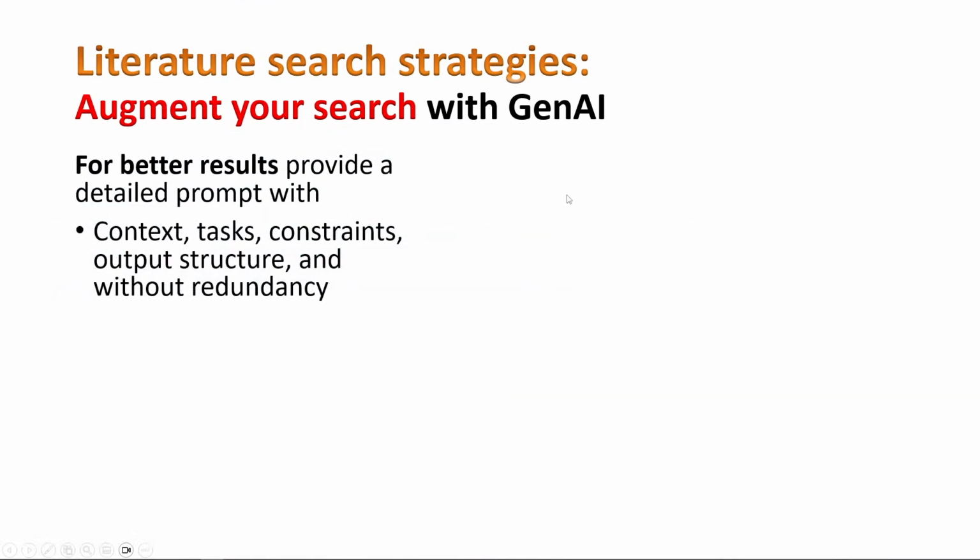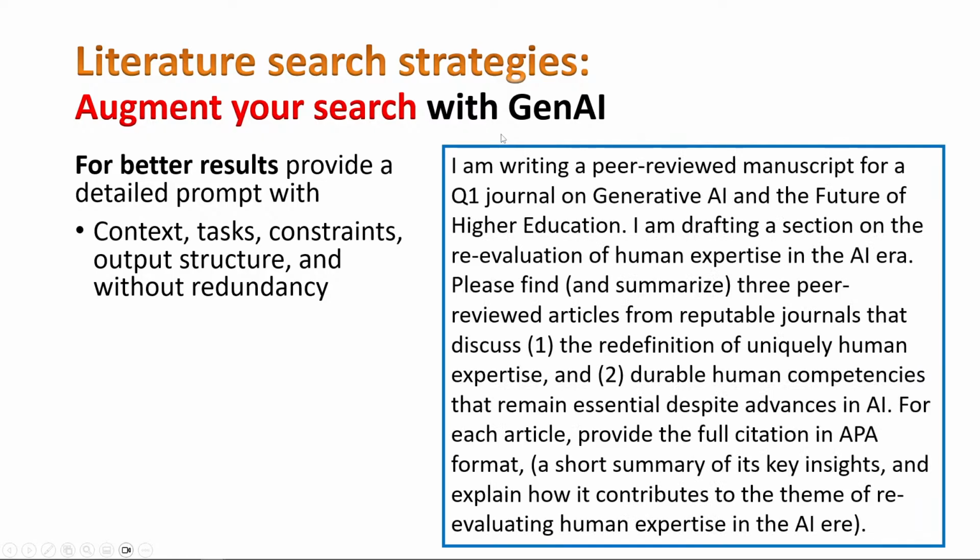But with generative AI, sometimes you are looking for something very specific. You did your keywords and found your main article, but you want something very, very specific, and you can augment your search by targeting that specific topic. So I found generative AI could be useful. To make it useful, you need to provide context, task, constraints, output structure, and no redundancy. The more detailed and structured your prompt is, the better results you will get.